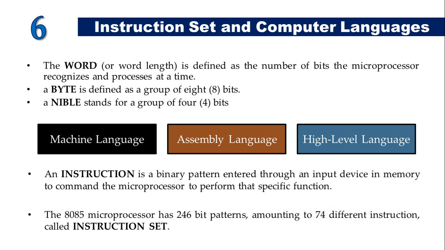Alright? So, next, i-discuss natin yung instruction sets and computer languages. Sabi nga natin kanina, microprocessors recognize and operate in binary numbers. However, each microprocessor has its own binary words. Kada microprocessor, pwedeng iba yung interpretation niya doon sa mga digits. So, itong mga word na ginagamit ng microprocessor, yun yung naiintindihan niya. Then, a byte is defined as a group of 8 bits. Pag sinabi naman nating nibble, so 4 bits naman yun.